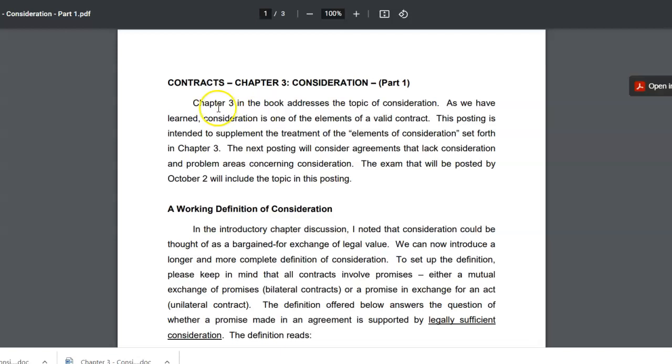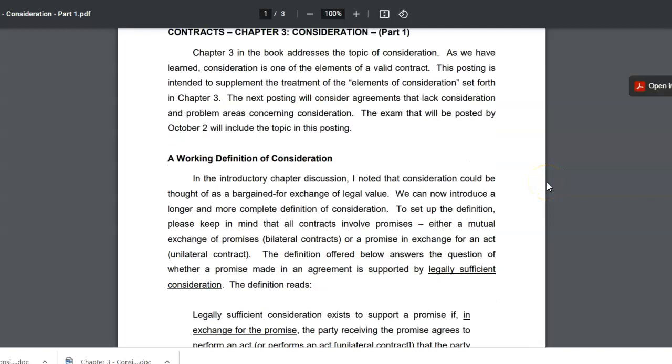So obviously these notes were made when we did have the book available, but my reference to chapter 3 in the book doesn't detract at all from the value of the notes or the value of this screenshot video. So we're addressing the topic of consideration.